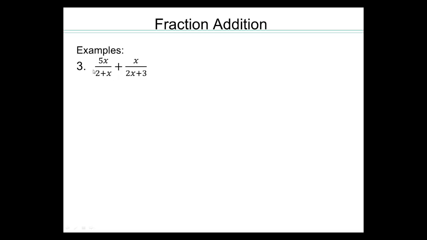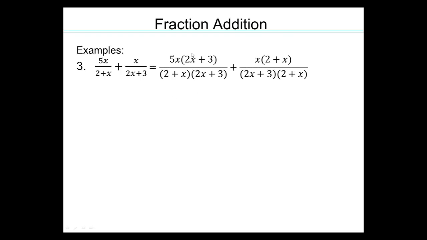But here we have denominator of 2 plus x. Here we have the denominator of 2x plus 3. So in order to make common denominator, we need to multiply the first fraction numerator denominator by 2x plus 3 and the second fraction by 2 plus x.